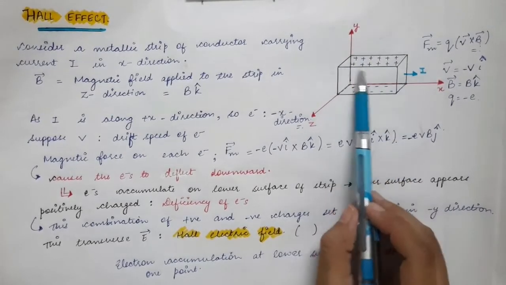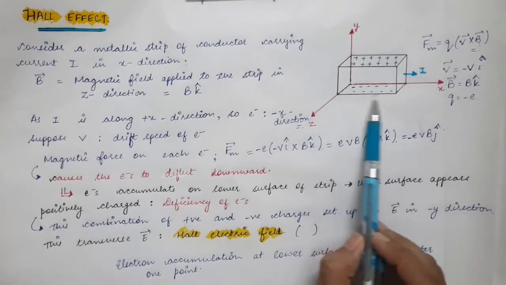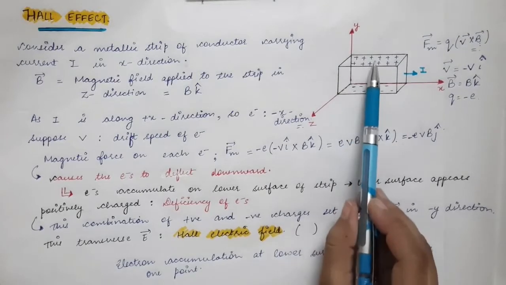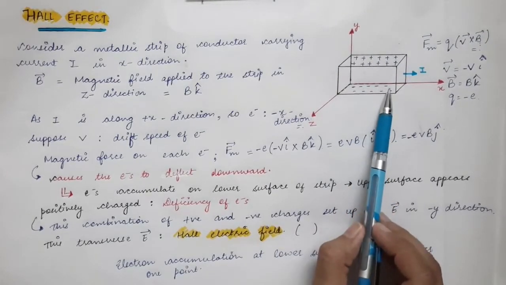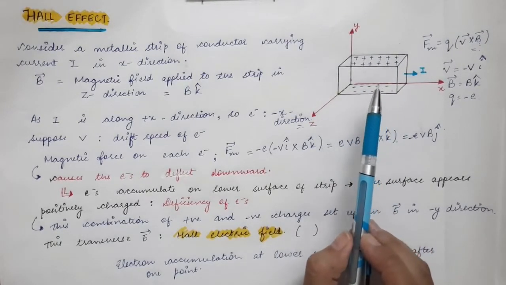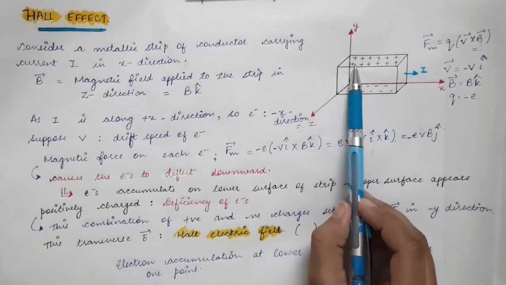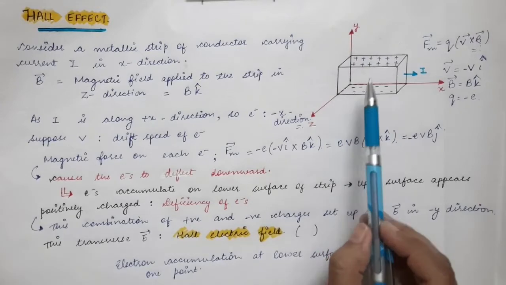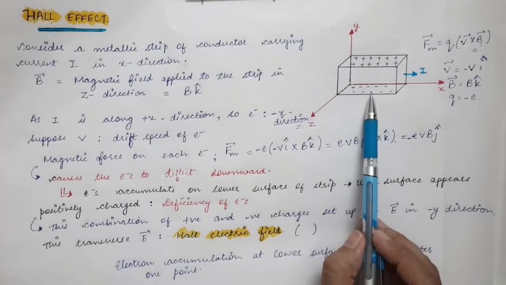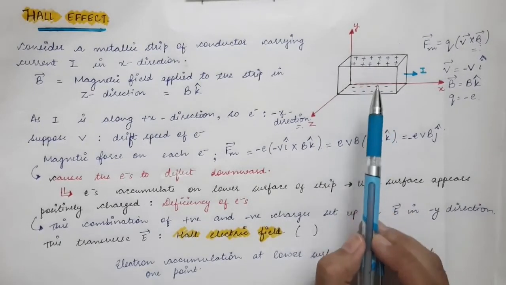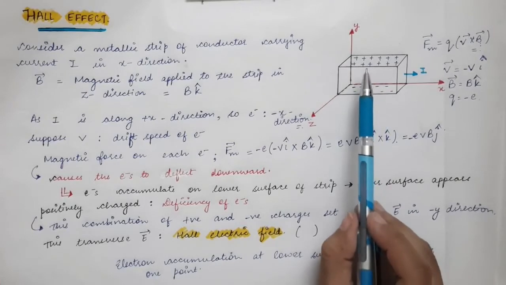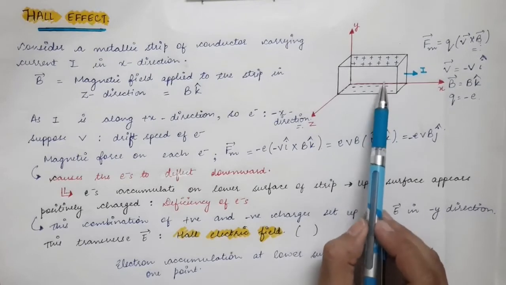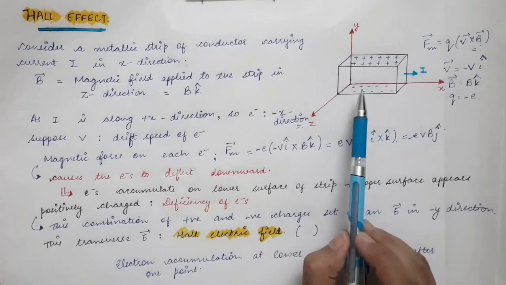So if this upper surface is positively charged and this one is negatively charged, there is a setup of electric field between these two surfaces, and that electric field will be pointing in the downward direction because the direction of electric field is always from positive towards negative. So in this case, when you have applied external magnetic field, electric field starts appearing between the upper and the lower surface of the strip.